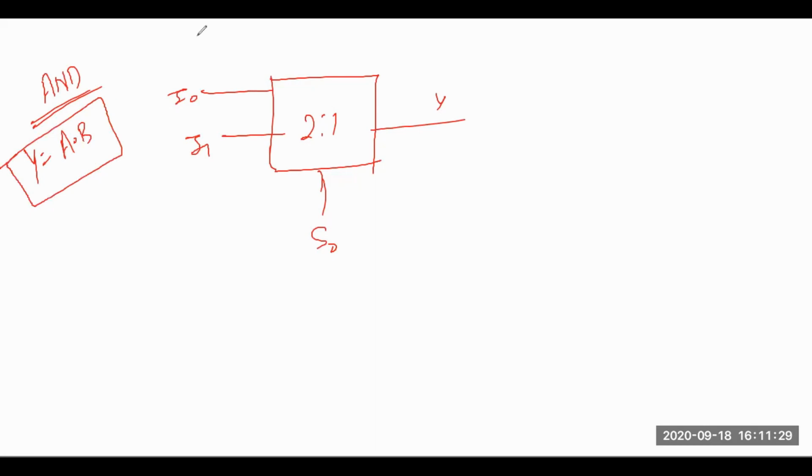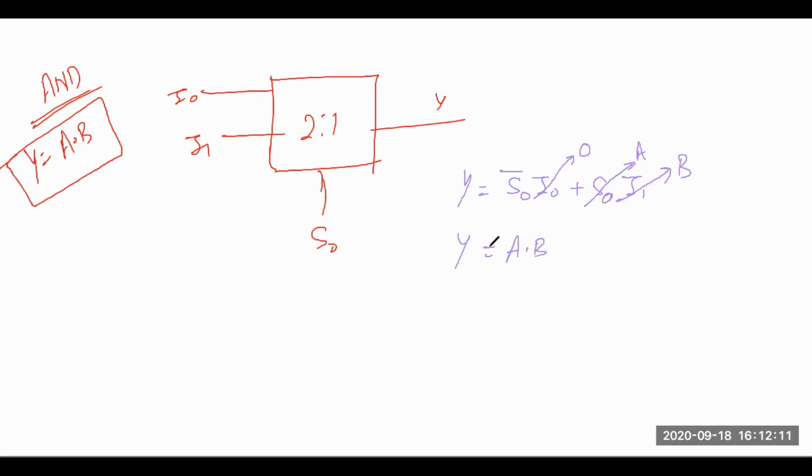If I want to realize this, first I need to write the expression of y. This expression of y is nothing but s0 bar into I0 plus s0 into I1. You want A B, and for this realization there is only one way: if I take this one as A, this one as B, and this one as 0, then only can I realize this. Then only my y will become A dot B.